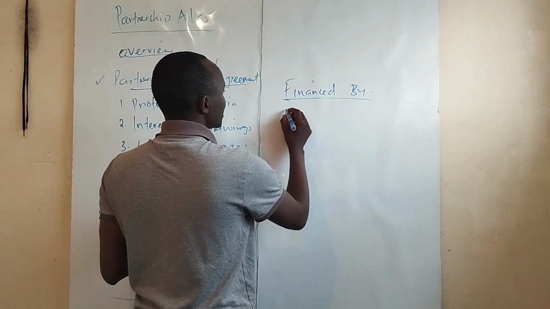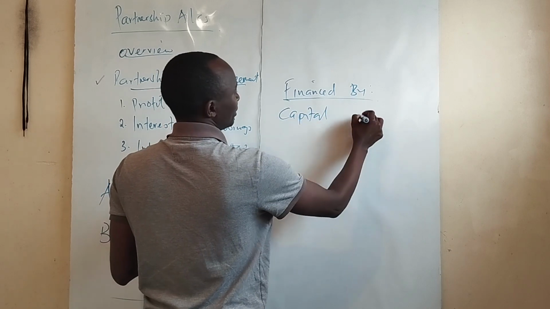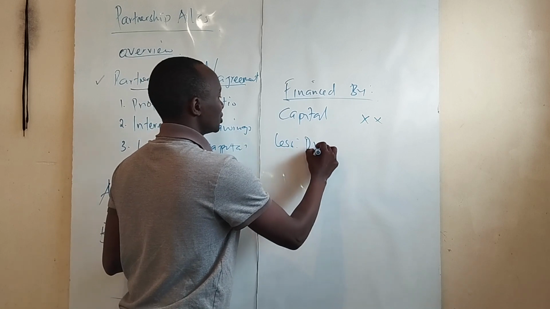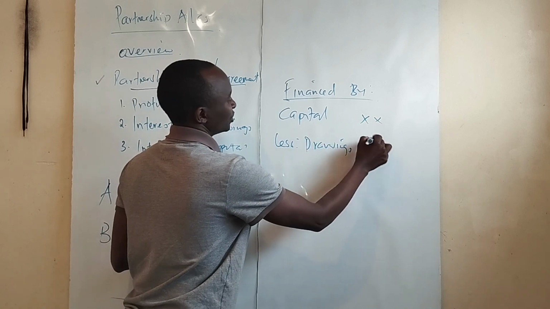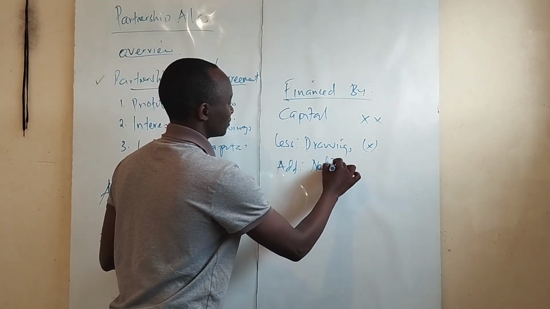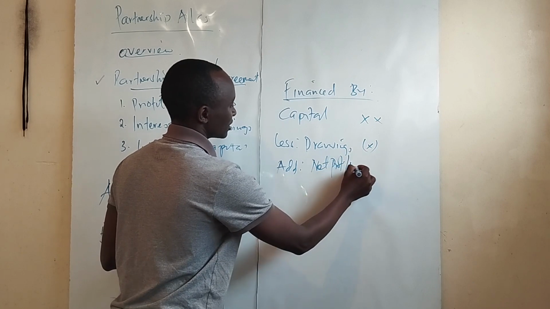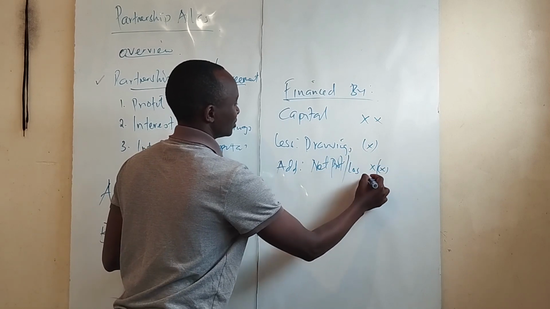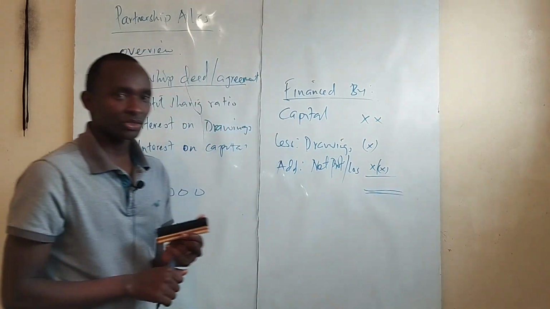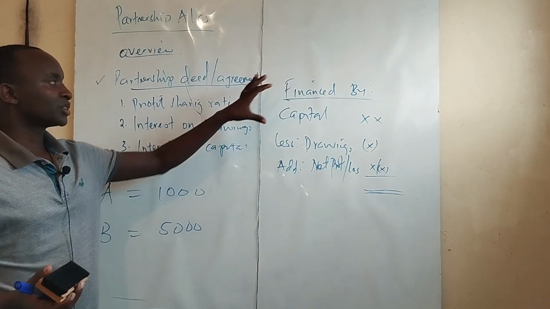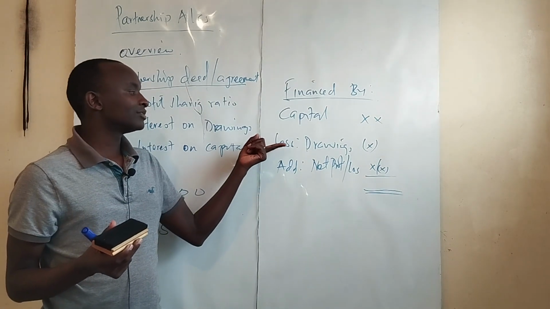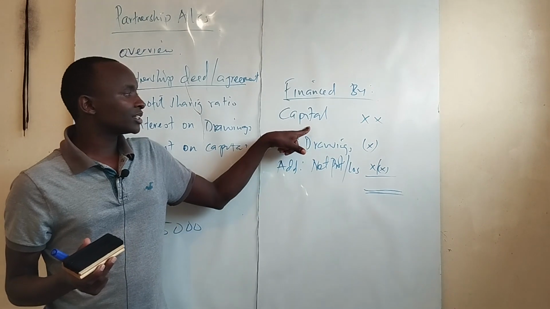We said under financed by we have capital, maybe that figure, and then capital is normally reduced by drawings. You reduce drawings, and maybe you add net profit, or you deduct the loss. So it's either adding or reducing, right? This is what we said when we were introducing the statement of financial position format. So as you can see, it's very clear that the drawings reduce the capital.